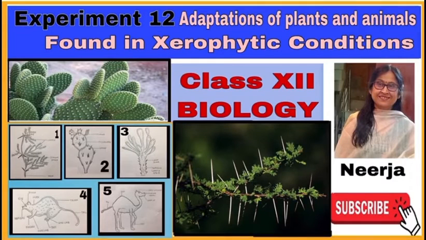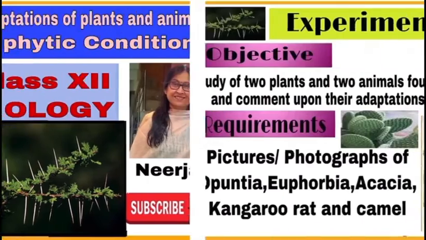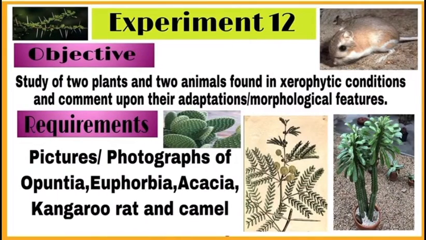Hello students, this is experiment number 12, adaptations of plants and animals found in xerophytic conditions. Write the objective: study two plants and two animals found in xerophytic conditions and comment upon their adaptations or morphological features. For this we require pictures or photographs of Opuntia, Euphorbia, Acacia, Kangaroo Rat and Camel.